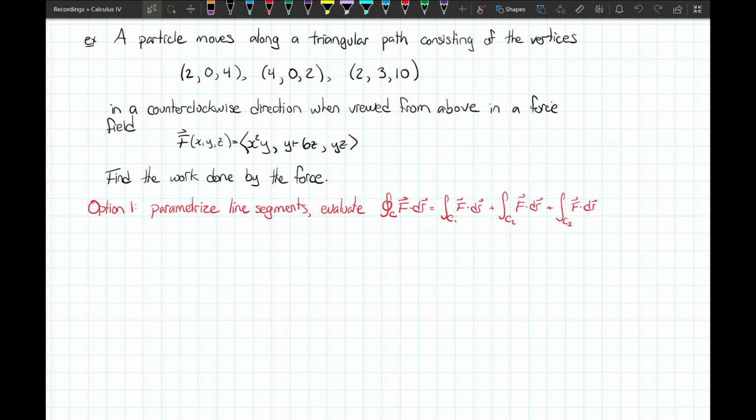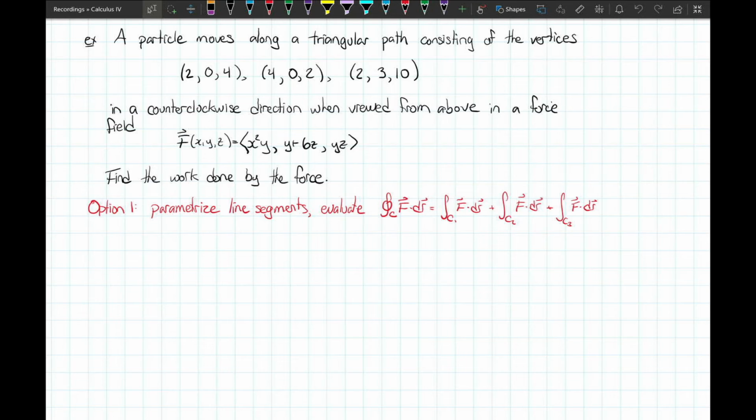Now, I'd rather not use that method since I'm going to have 3 separate line segments: from the point (2, 0, 4) to (4, 0, 2), from (4, 0, 2) to (2, 3, 10), and from (2, 3, 10) back to (2, 0, 4). That's going to be 3 separate curves, C1, C2, and C3. So I'll have to calculate work separately and add them together, and that's not exactly efficient. So why don't we use Stokes' theorem on the actual triangular surface itself?